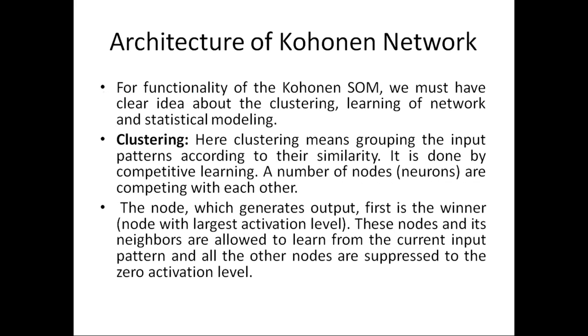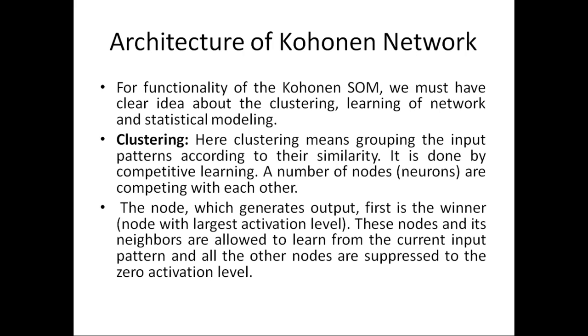Then what is the architecture of this Kohonen network? For functionality of the Kohonen self-organizing map, we must have a clear idea about the clustering, the learning of this network, and the statistical model. Three things are important. First of all, we are going for clustering, and you have an idea about this clustering. Here clustering means grouping the input patterns according to their similarity. Say suppose some cows are there, small or big, all the cows will be clustered as one.